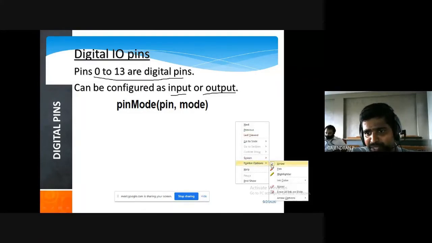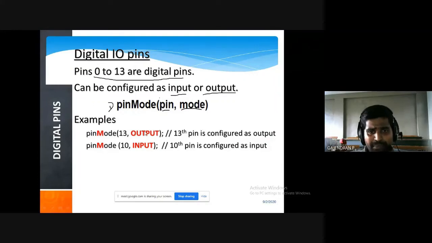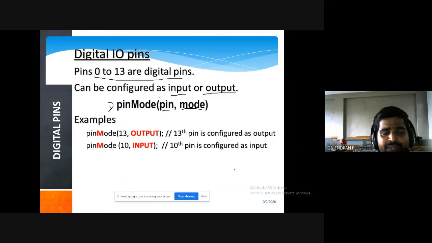Please make note of this one, pinMode. This is the syntax. Within the argument, I need to pass two values. One is the pin number, the second one is the mode of operation. The mode of operation may be input or output. Please take the example; here we have given two examples. It is case sensitive. Here M is a capital letter, and the remaining letters are small letters. Please make note of it.